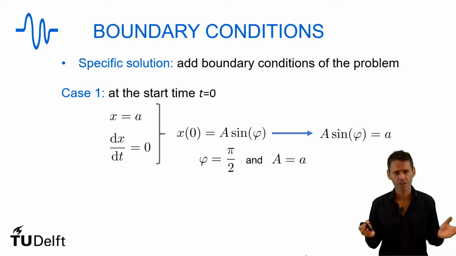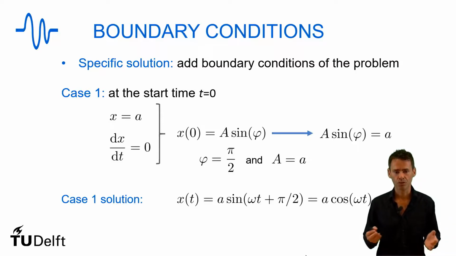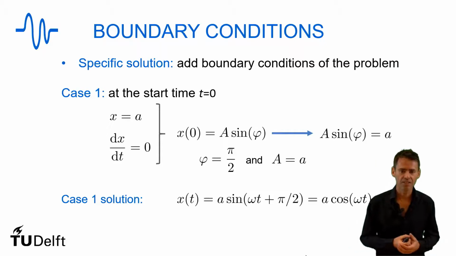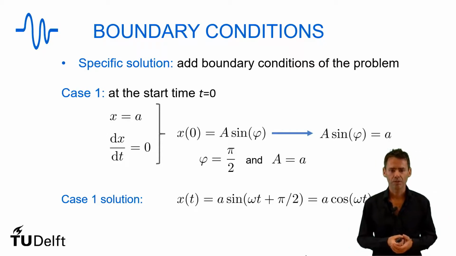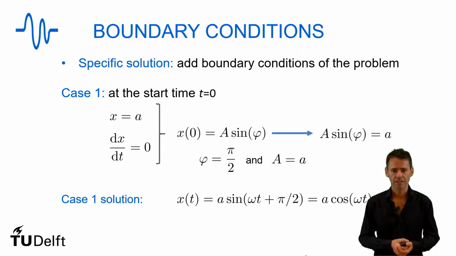So now, for a specific case with specific boundary conditions, we find a solution. x(t) is A sine omega t plus pi over 2. This is equal to A cosine omega t. So we have now not only solved this problem for a specific case, but in the most general case itself. This is a solution for time t from 0 to infinity.